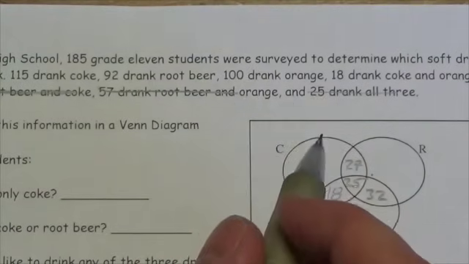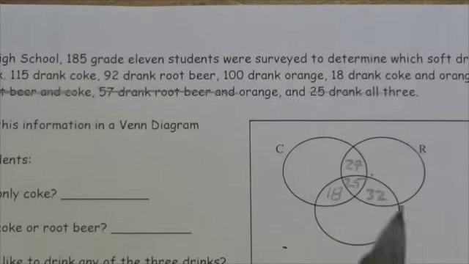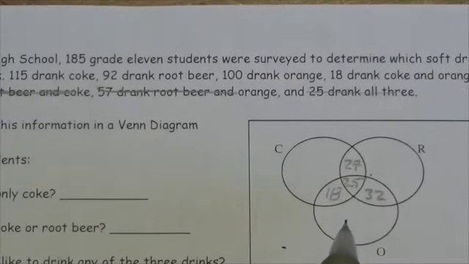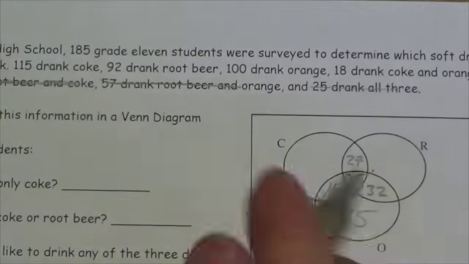100 drank orange. Okay, so where's orange here? Here's orange. So 100 drank orange. So that's all four of these little subgroups. So I'm going to subtract from 100 the 18, the 25 from the center, and the 32 there. And that's going to leave me with 25 left over that drink just orange.